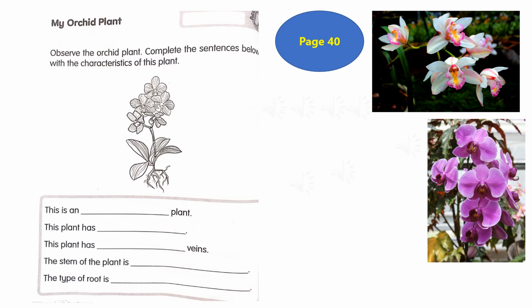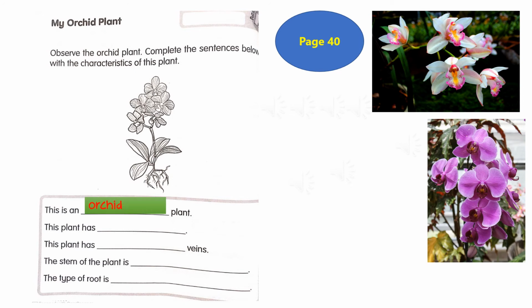First sentence. This is an blank plant. What plant is that? What is the name of the plant? Okay, so it is mentioned in the title and also in the instruction. Okay, there is one name for it. What is it? Is it hibiscus? Is it rose? Or is it orchid? Okay, so please write correctly.